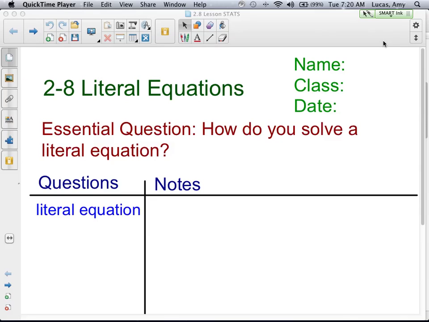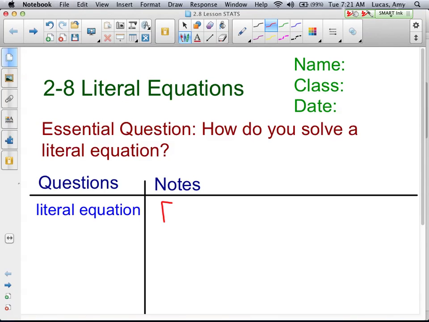Lesson 2.8, literal equations. Our essential question is, how do you solve a literal equation? We have one new vocab word today, literal equation. You've seen literal equations before, you just may not have heard that vocab word tied to what they are. Literal equations are formulas or equations that have multiple variables in them.